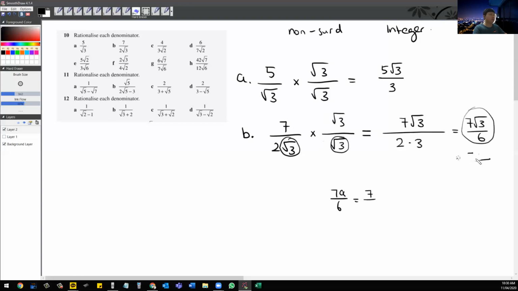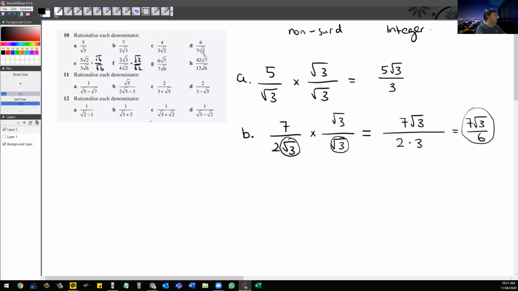Now we have C there, D there. They're all the same. Just multiply this one by √6 over √6, and this one by √2 over √2. You want to multiply by what's in the denominator. It doesn't matter what's on the numerator. So you can enjoy that as homework.